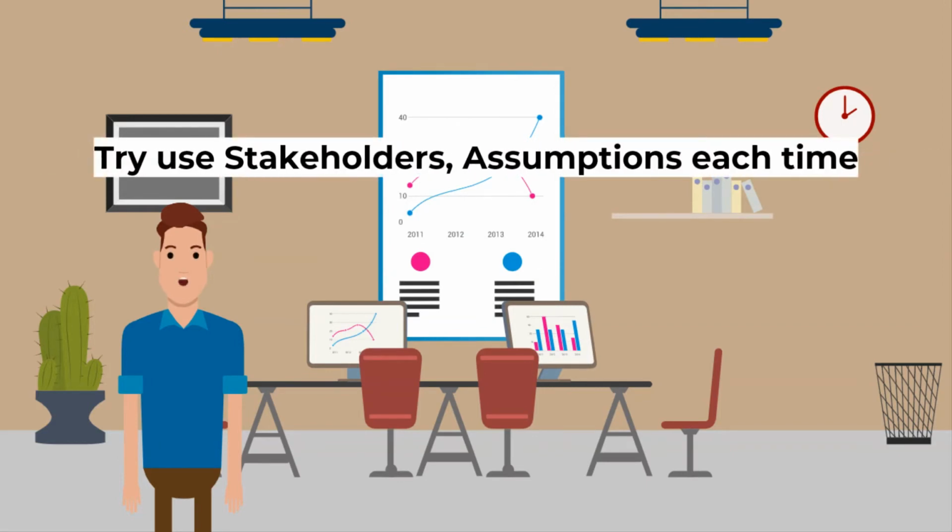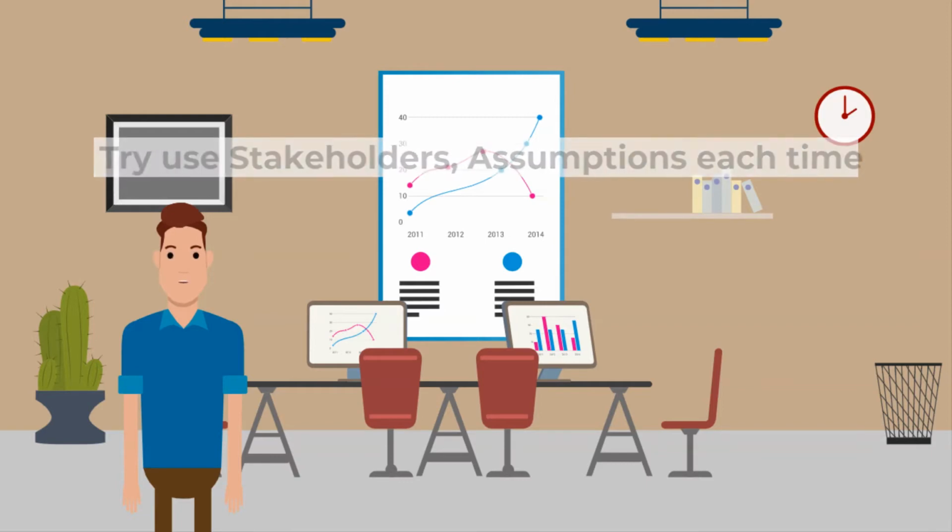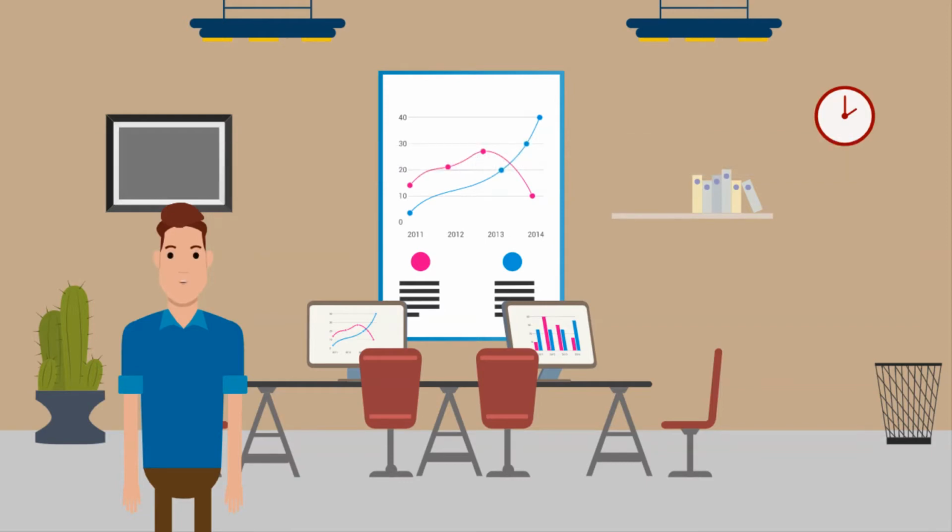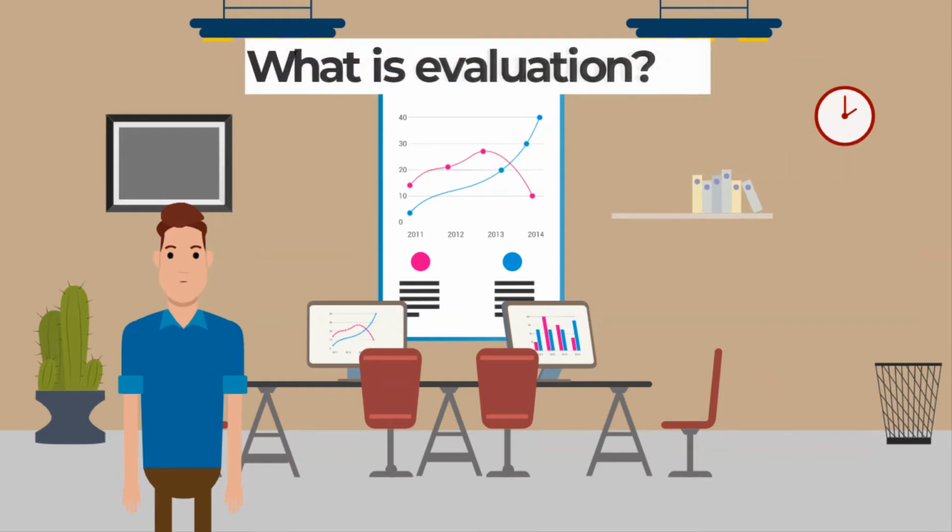Personally, I recommend to my students that they try to use stakeholders and assumptions each time and include a third one of their choice. We always care a lot about stakeholder effects, and assumptions is impressive because it shows that you really understand the theory. What is evaluation?